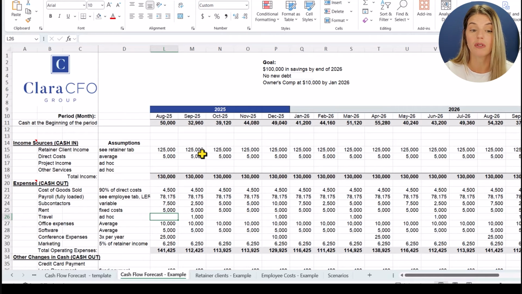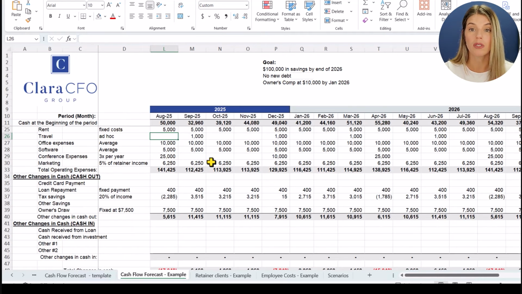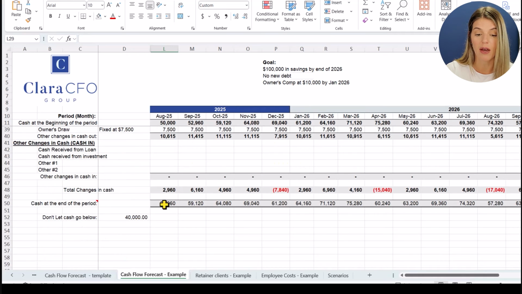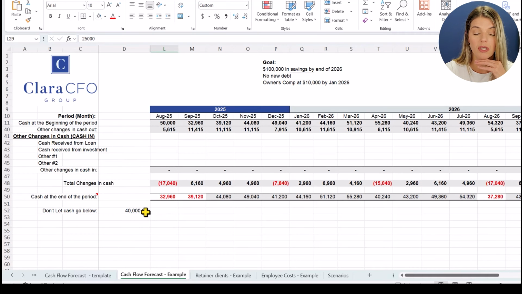But the purpose of this video is really to just show you how different this is from a cash flow statement. So you can see that this gives us a lot of detail, and this is going to be forward looking so that we can say, hey, what happens if we don't go to that conference this year and we take that expense out? How is it going to affect the cash at the end of the period? Or, when do we get into an unsafe position of cash? If we don't want cash to go below $40,000, these red months are when it goes below $40,000.